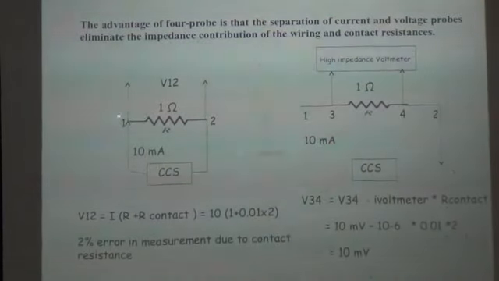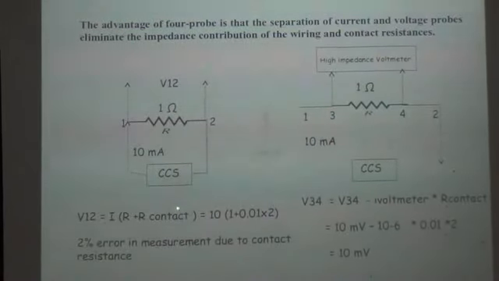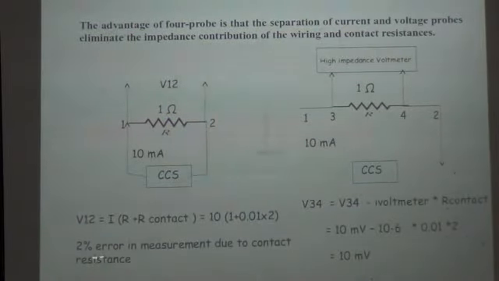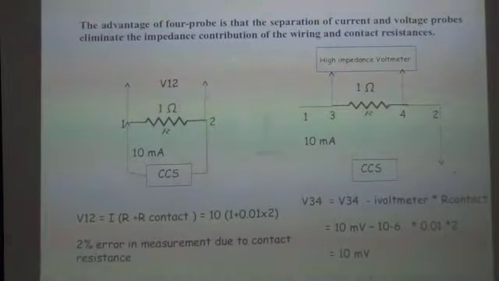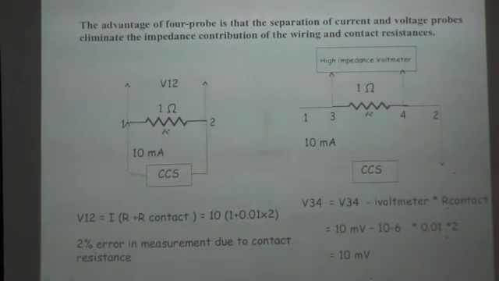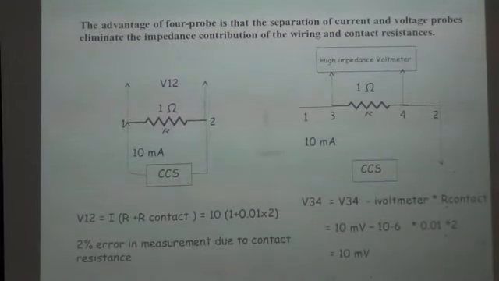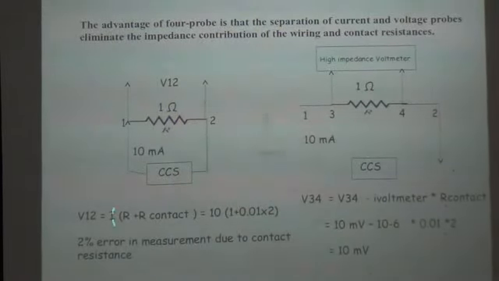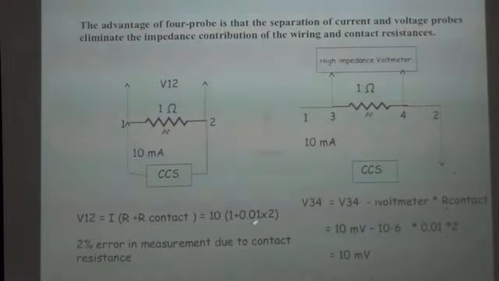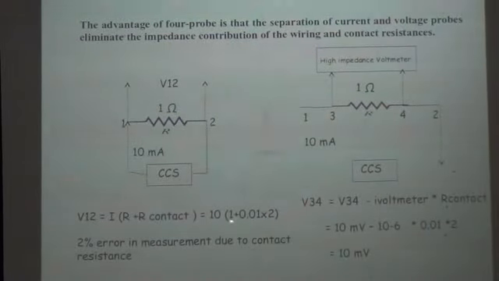R means this one, and we basically have the two contacts also. The resistance of a contact depends upon how good your contact is. For a very nice soldering, the contact resistance is of the order of 10 milliohm.